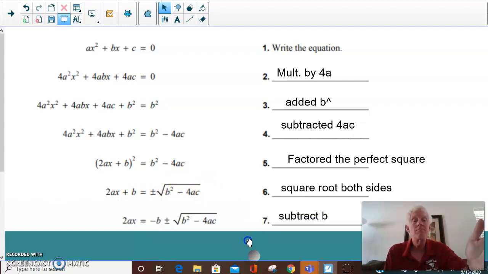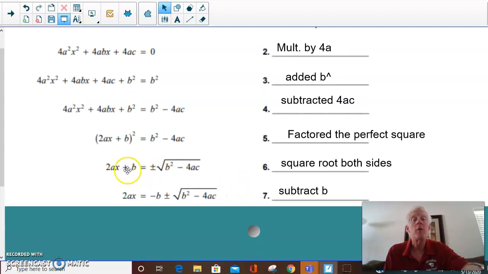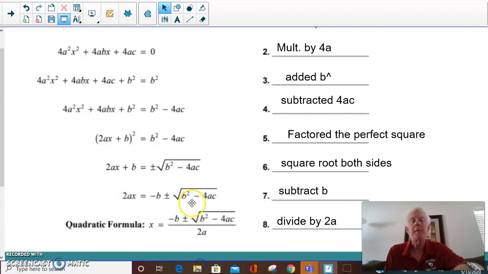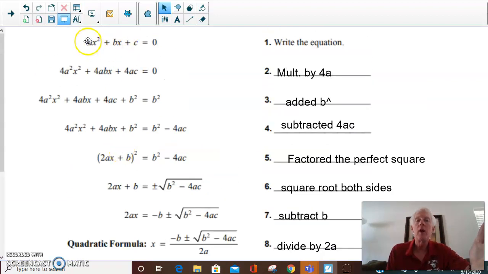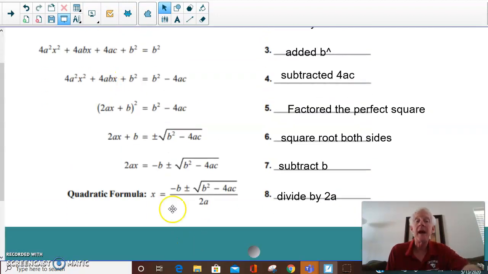Then they subtract b from both sides to make it negative b plus or minus the square root of b squared minus 4ac. Then they get x by itself. One more step. They divided everything by 2a. And that, boys and girls, ladies and gentlemen, anybody who's watching, that is the quadratic formula. They're able to take the quadratic equation and get x by itself.